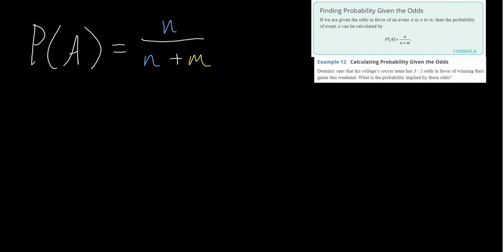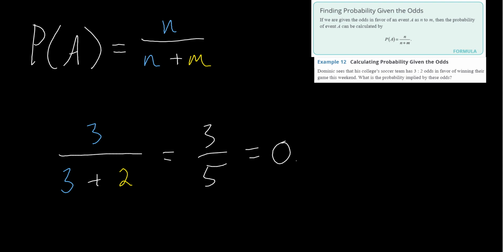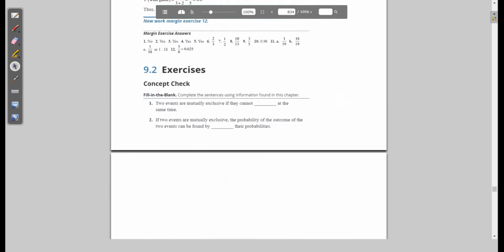M. Okay, so if I'm going to calculate the probability for example 12, then what I would do is I would say, okay, so it's 3 over 3 plus 2, or in other words, 3 over 5, or in other words, 0.6, or in other words, a 60% chance. Okay, and that's how you find probability given the odds. And I believe that does conclude today's lecture. Yes, that concludes today's lecture.